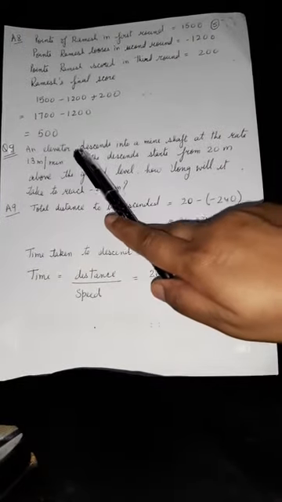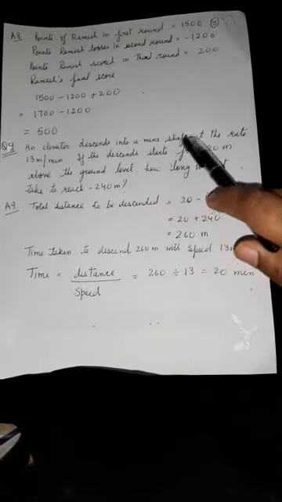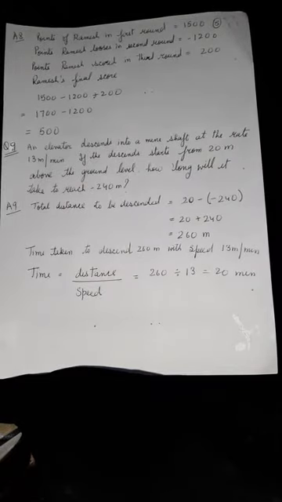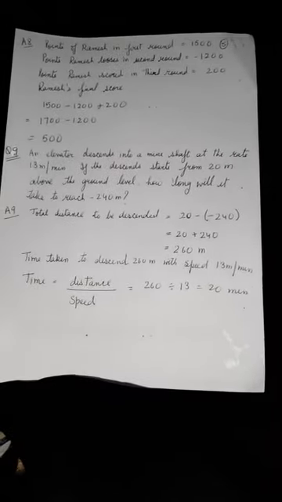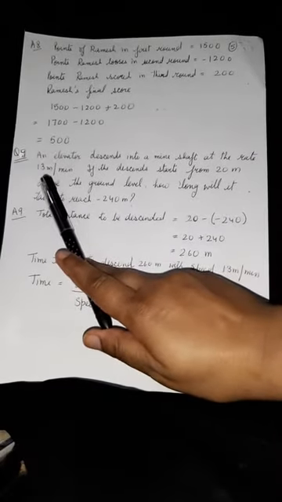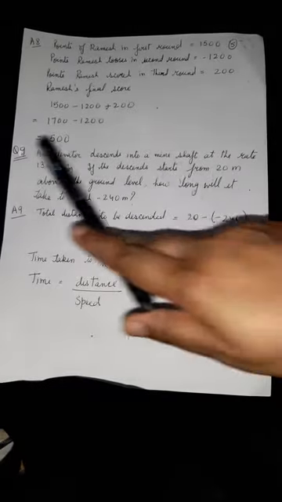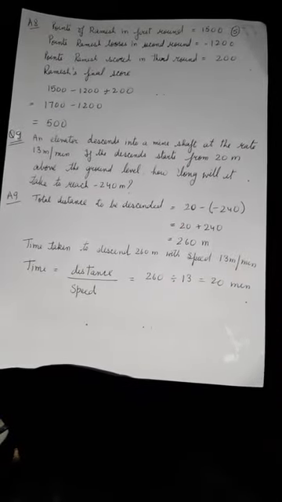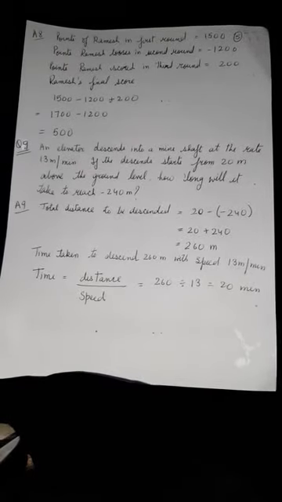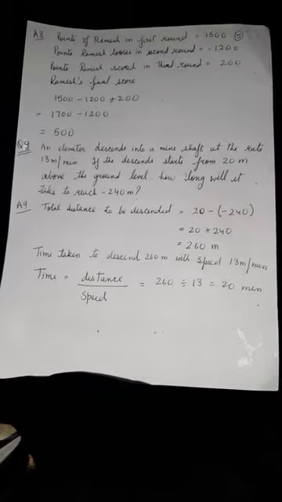Now the next question, the ninth question, is: an elevator descends. Descends means going from up to down, into a mine shaft at the rate of 13 meters per minute. So the elevator goes down in a mine shaft at the rate of 13 meters per minute. If the descent starts from 20 meters above the ground level, so the elevator is 20 meters above the ground level and it starts descending from there, for how long will it take to reach minus 240 meters?